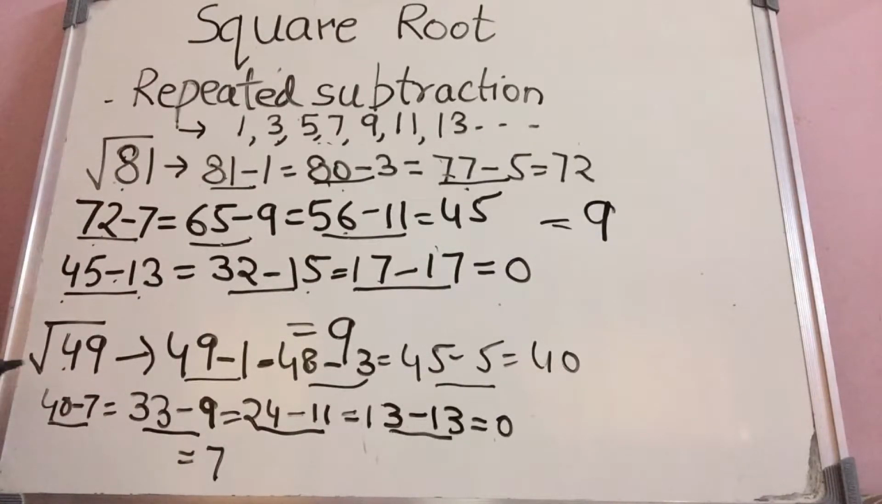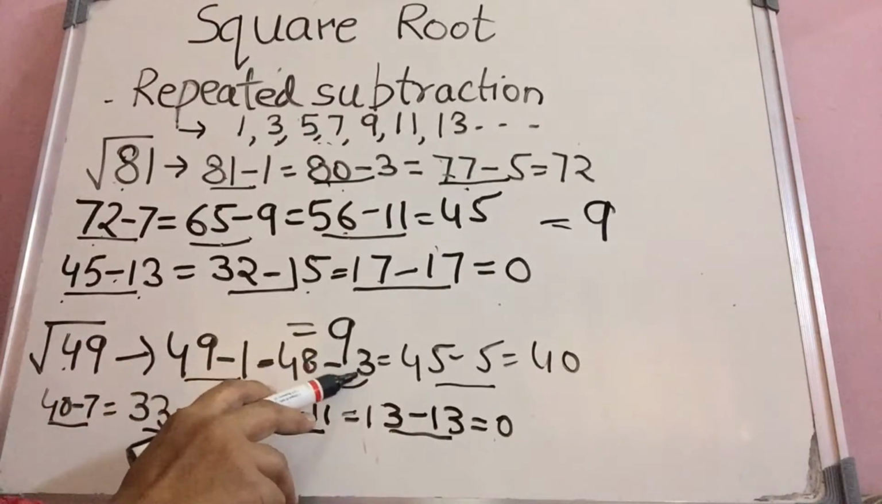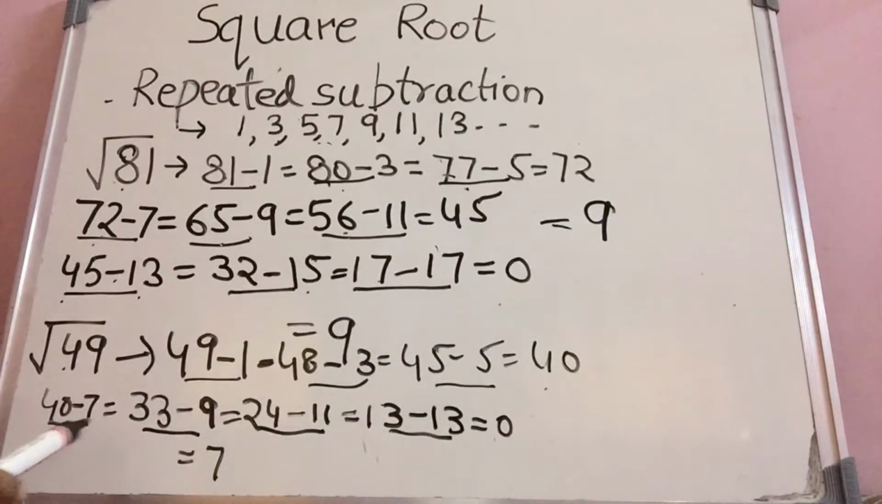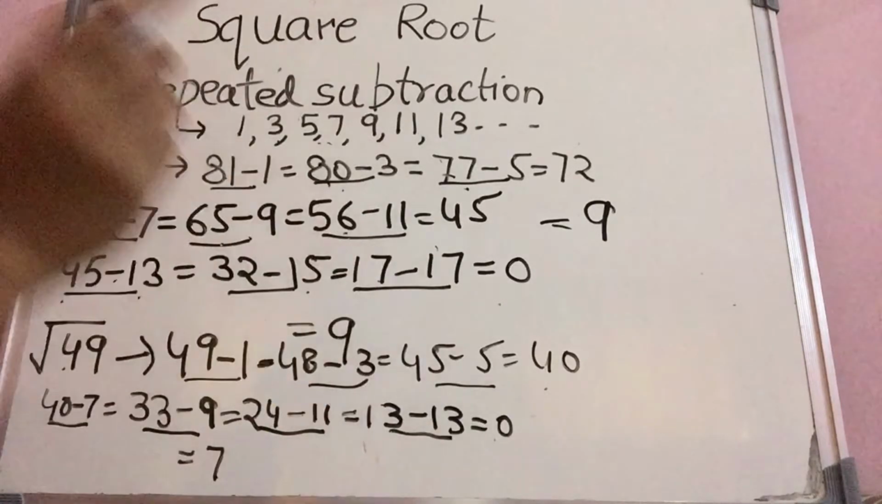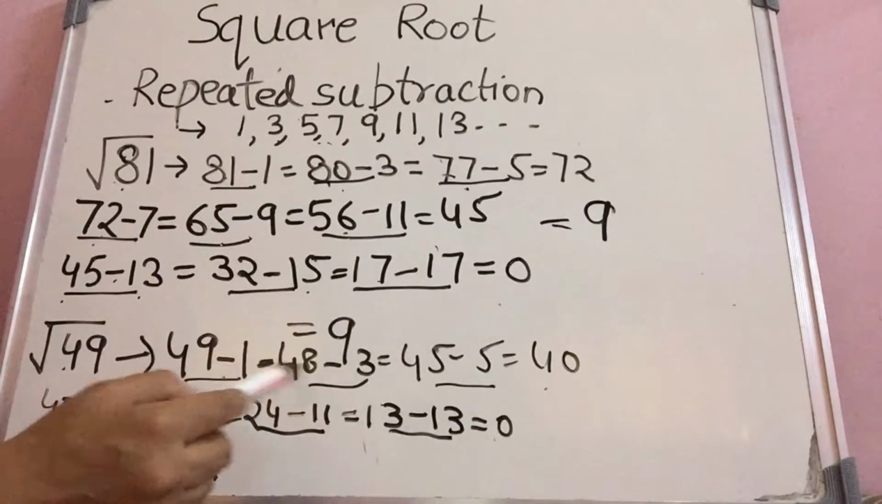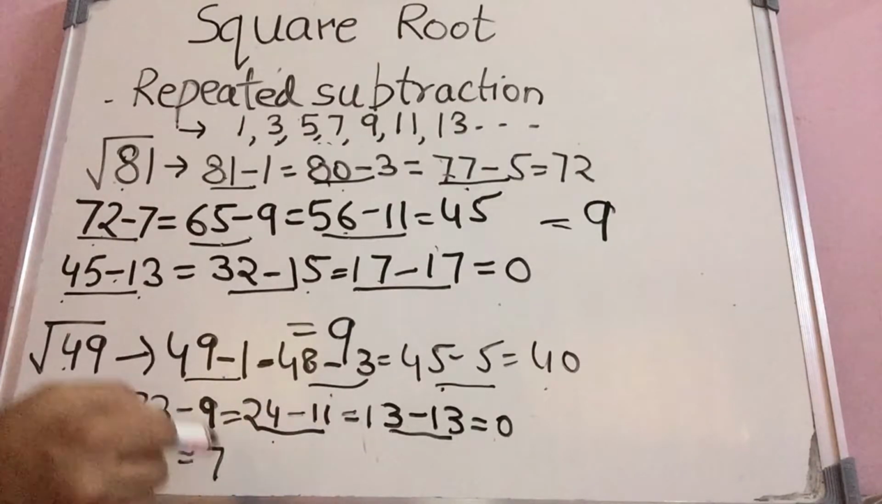Now again, if we have to find the square root of 49, we will subtract 1 from 49, 48, 48 minus 3, 45, 45 minus 5, 40, 40 minus 7, 33, 33 minus 9, 24, 24 minus 11 is 13, and 13 minus 13 is 0. So we'll see in how many steps we have got 0: 1, 2, 3, 4, 5, 6, 7. So in 7 steps we have got 0.